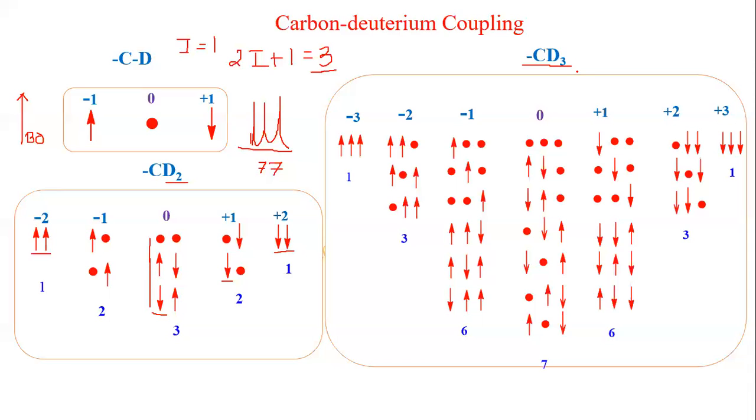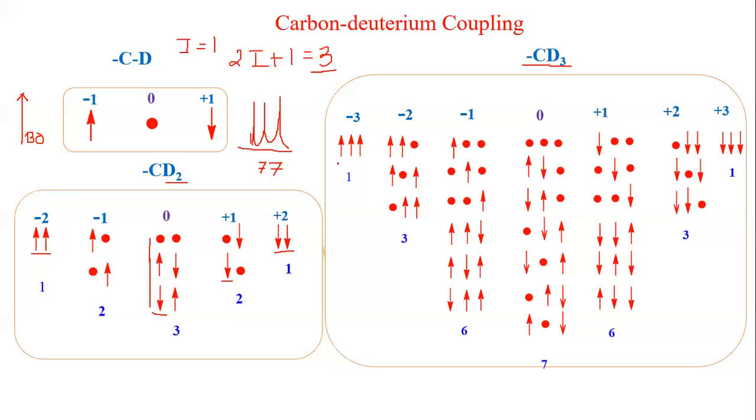And this is the situation where there are three deuteriums attached, just like acetone-D6. There are three deuteriums attached to the carbon atom. These three deuteriums can have different spin orientations with respect to the carbon atom. Firstly, the spin orientations are -3, -2, -1, 0, +1, +2 and +3. Total 7 different spin states are possible for all the three deuteriums.